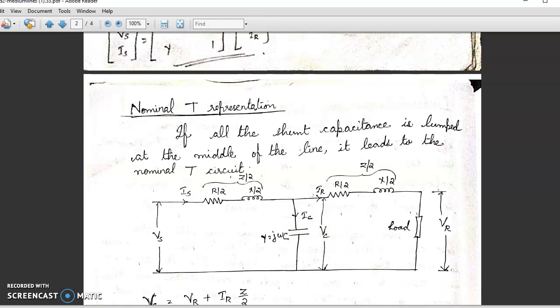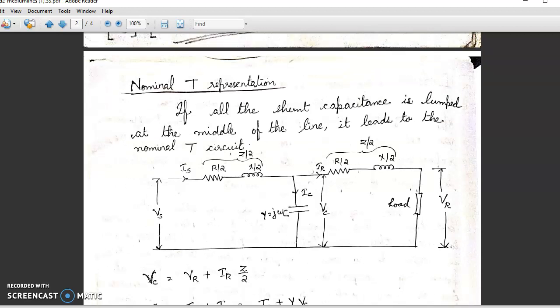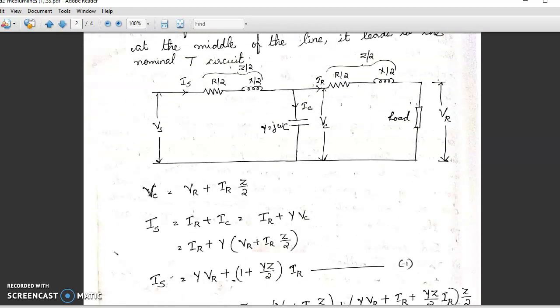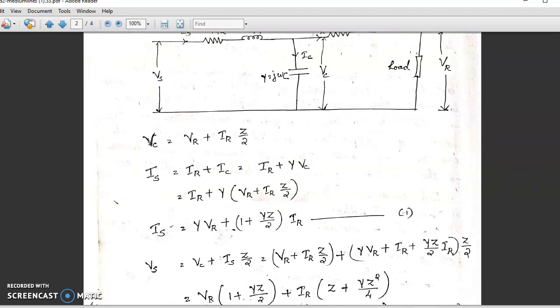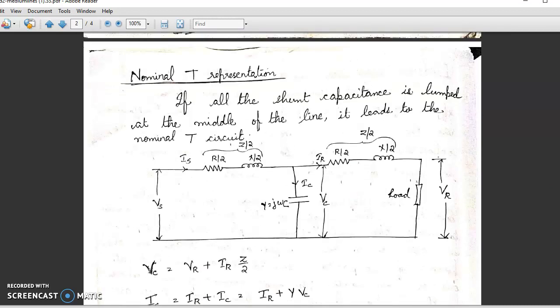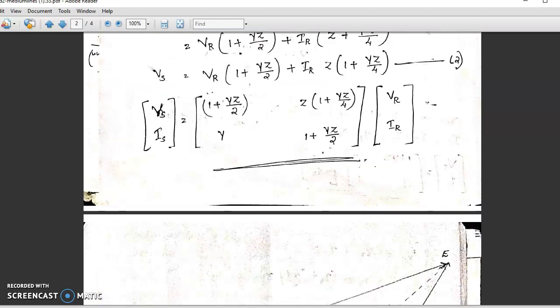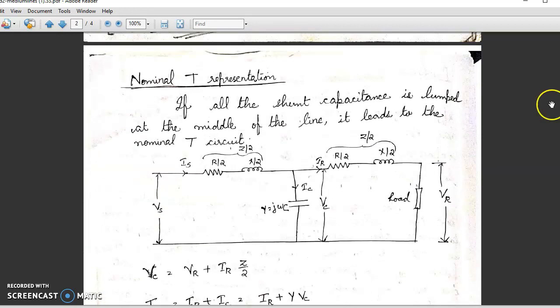So we have to perform the same analysis here, that is we have to express the sending end current and sending end voltage in terms of receiving end voltage and receiving end current. So we'll do one by one. We know actually Vs is equal to Vc plus Is into Z by 2. And what is Vc? So we have to replace Vc with Vr. So Vc is what? Vr plus IR into Z by 2.